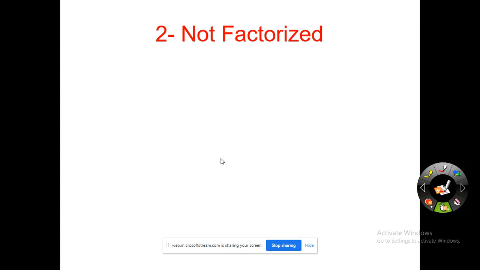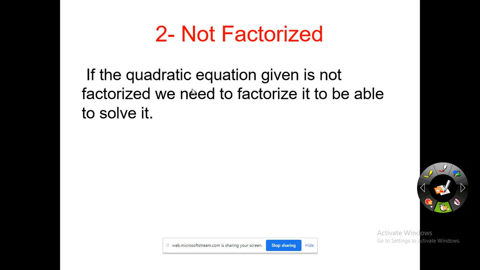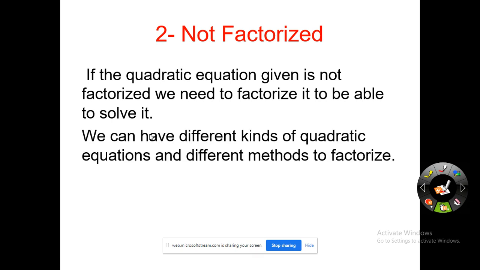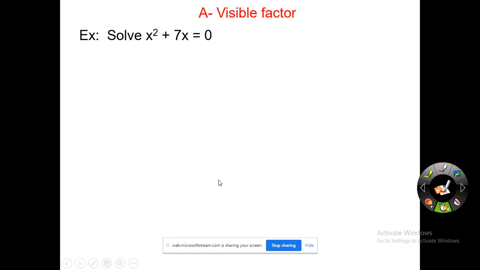Today in the video, we will just talk about if it is an identity or a visible factor, two things. So first I look at it and I check how many terms I have. If the quadratic equation given is not factorized, we need to factorize it to be able to solve it. So today we'll learn two ways to factorize. You can have different kinds of quadratic equation and different methods to factorize. So let's start here with A.